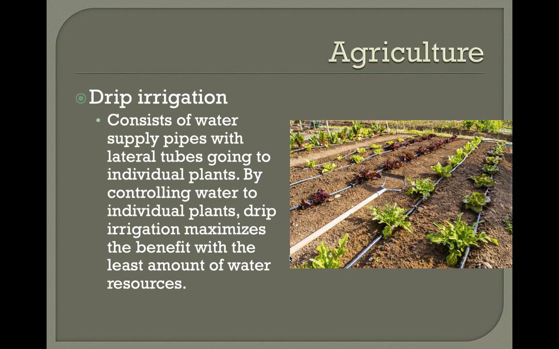With drip irrigation, you can literally lay the pipe exactly where you want it. And it's a tube that has holes in it. And as you run the water through the pipe, those holes are going to drip water into that particular area, and you can put it exactly underneath the plants. So it's kind of an exact science as compared to some of the other ones.